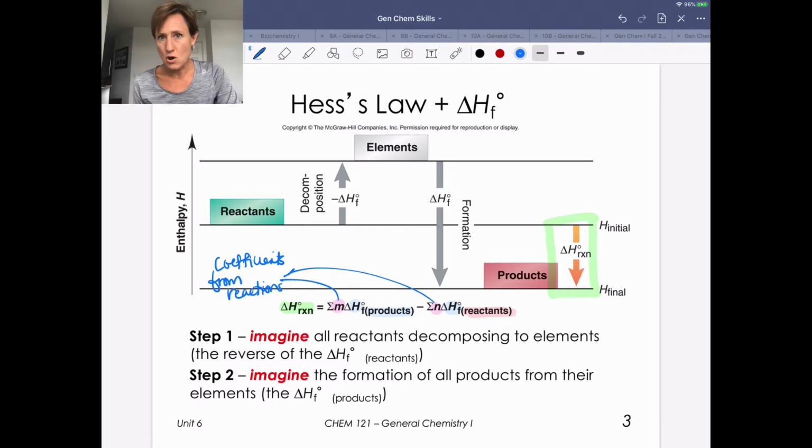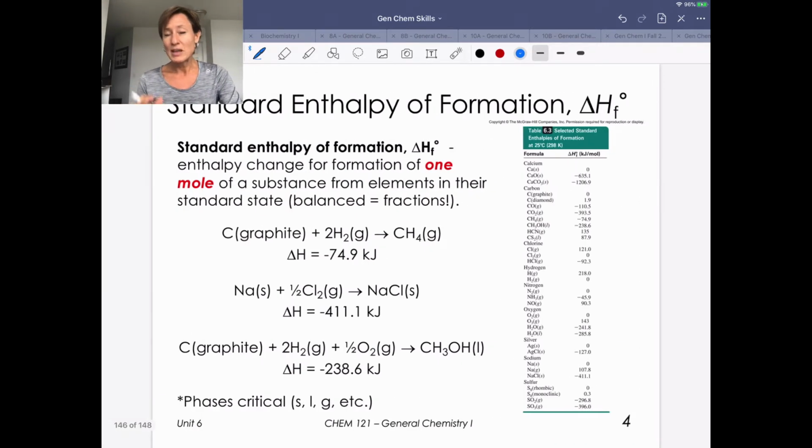And this equation, I know, just looks scary. It's got Greek letters and all kinds of stuff. We're going to do an example problem and it should make sense. But before I do that, I want to make sure to highlight what these delta HF things are. And one of the skills I do need you to know how to do that's embedded in here is how you write a standard enthalpy of formation equation.